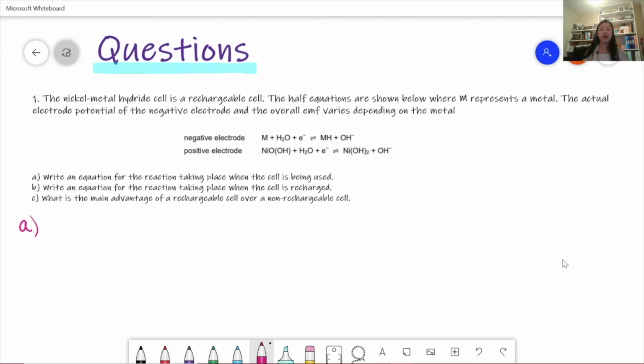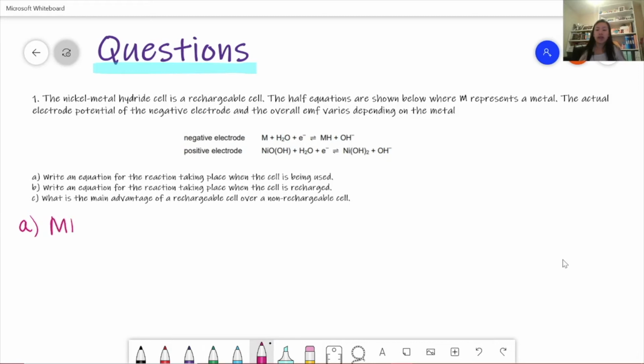But with the first equation, we need to reverse it because it's giving off the electrons, so the electrons travel to the positive. And so what we get is that first we check that the electrons are balanced already, and they are, so that's fine. We don't need to multiply by anything.